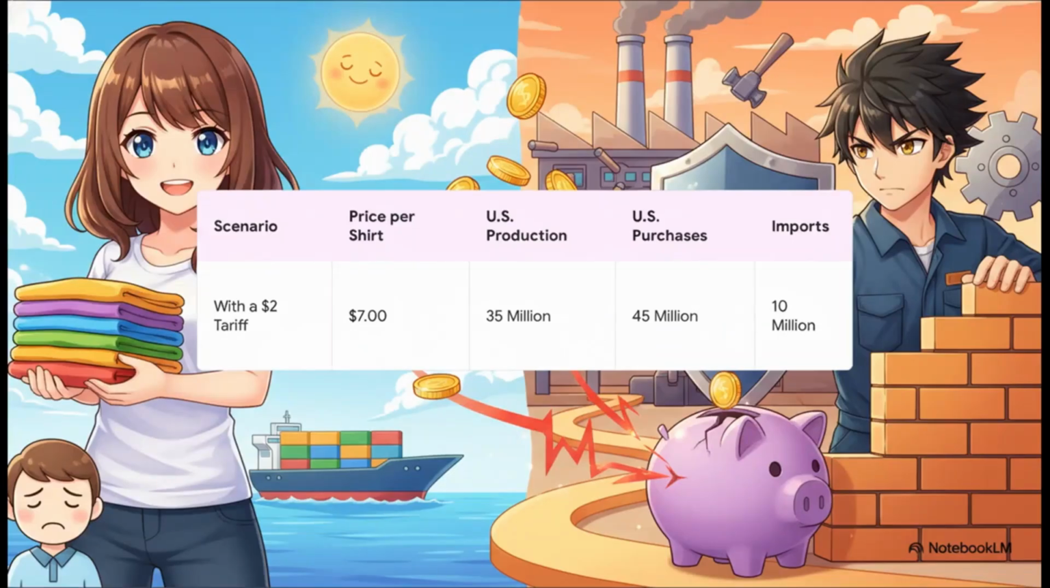Okay, let's plug this back into our t-shirt world. Imagine the government puts a $2 tariff on every imported shirt. Well, that world price of $5 instantly becomes $7 for us. Now, at $7, US factories can get back in the game. Their production jumps up to 35 million shirts. And what happens to imports? They get crushed, falling from 40 million all the way down to just 10 million. The tariff worked. The local industry is protected.